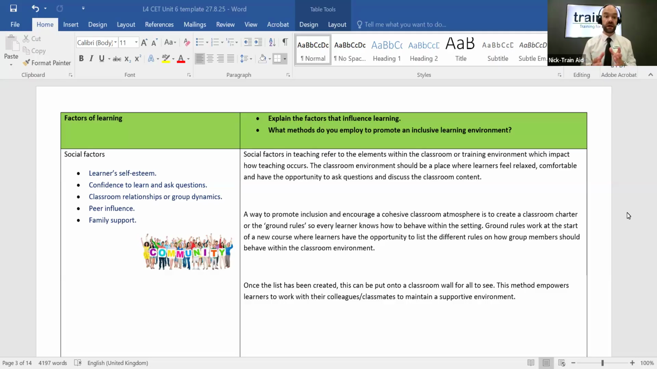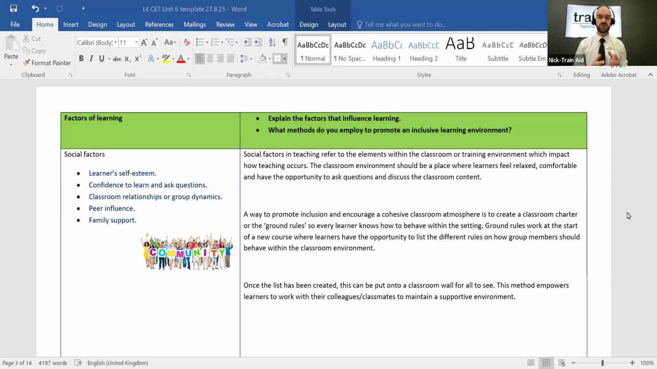Furthermore, it could be peer pressure, peer influence, whether or not the individual is going to be swayed by group members, all of those key things there. And also the learner's social background in terms of family views, family support, if family members are positive in terms of supporting the learner with their course or qualification, all of those things.